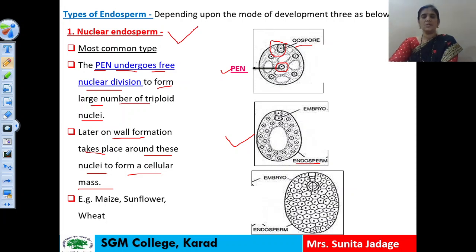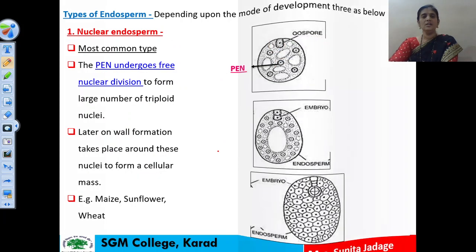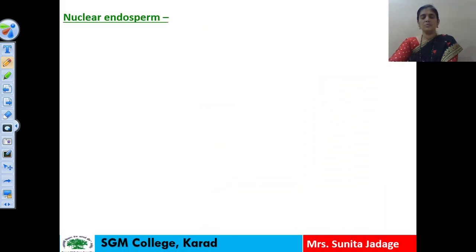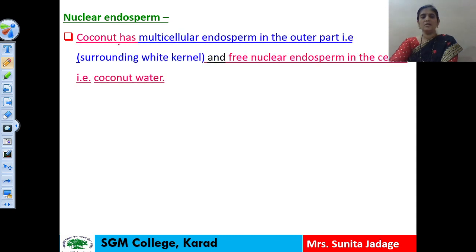This is the first type of endosperm, with free nuclear division, and later on cell wall formation takes place. Now, related to this nuclear endosperm, one point we have to note here: the coconut. All students already know about the coconut. In coconut, there is multicellular endosperm in its outer part, surrounding the white kernel, that is, the white colored structure that we eat or that is used for the preparation of many food items.